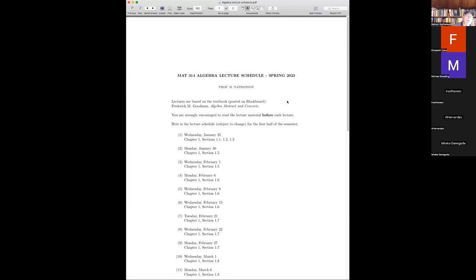So this is the lecture schedule on Blackboard for this class. So the book, the textbook, is Algebra Abstract and Concrete. And fortunately, it is free. So you can download a copy from the internet, but you don't have to because I downloaded it and posted it on Blackboard. So the entire book is there and you don't have to buy a text.